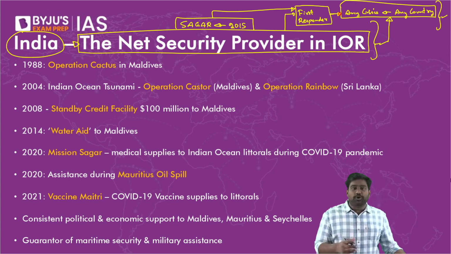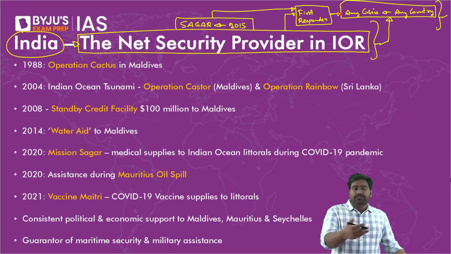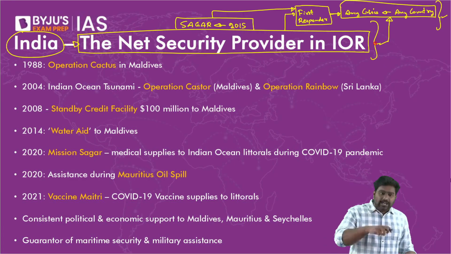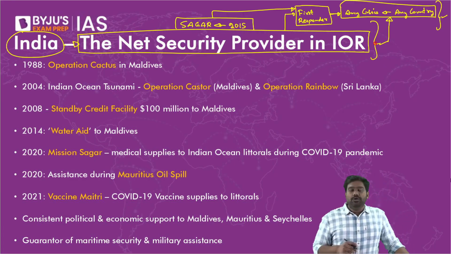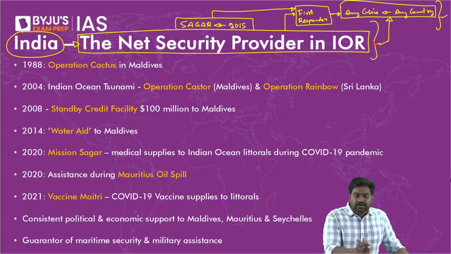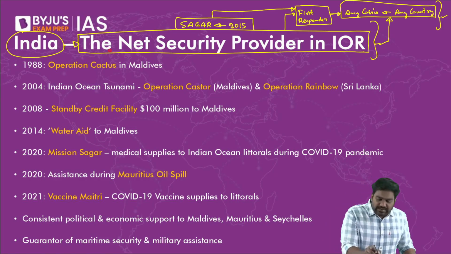The idea is to ensure that they don't depend on outside powers like China or US or other countries. If they face any problem, they should have confidence to ask India for help. They should come to India for help. And to make that happen, India should prove its capabilities. This is something we have done consistently for 40, 50 years. Even before the Sagar doctrine, India was already the net security provider.